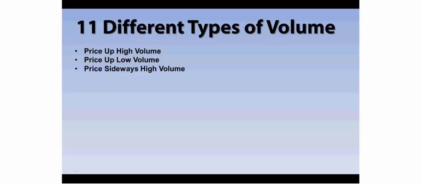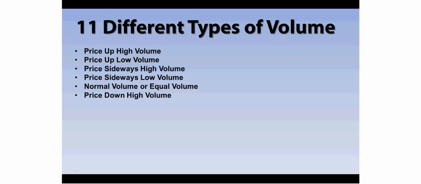There is when price is sideways and volume is high, no real advantage there. There is when price is sideways and you have low volume. There is normal volume or equal volume, where the bulls and the bears are kind of equally matched up. There is when price is down, but the volume is high. There's also when price is down and volume is low.